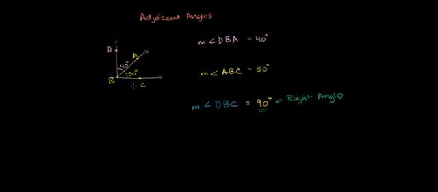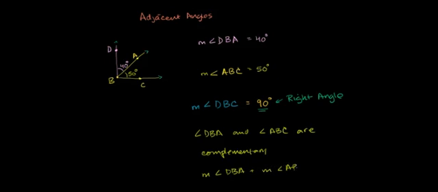There's also a word for two angles whose sum adds up to 90 degrees, and that is complementary. So we can also say that angles DBA and ABC are complementary, and that is because their measures add up to 90 degrees. So the measure of angle DBA plus the measure of angle ABC is equal to 90 degrees. They form a right angle when you add them up.